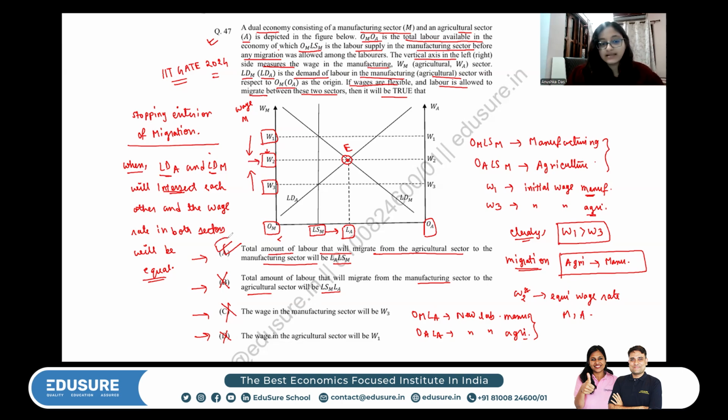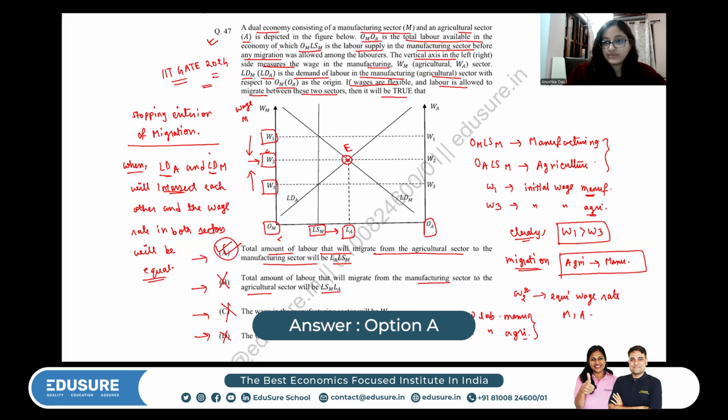So here the right answer will be A: the total amount of labor that will migrate from the agricultural sector to the manufacturing sector will be LA. I hope you understand what I have tried to tell you. And so this was question number 47, IIT GATE 2024.